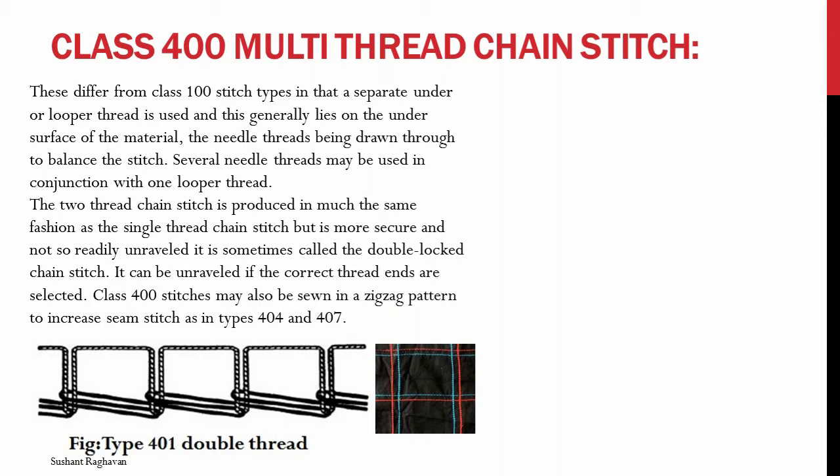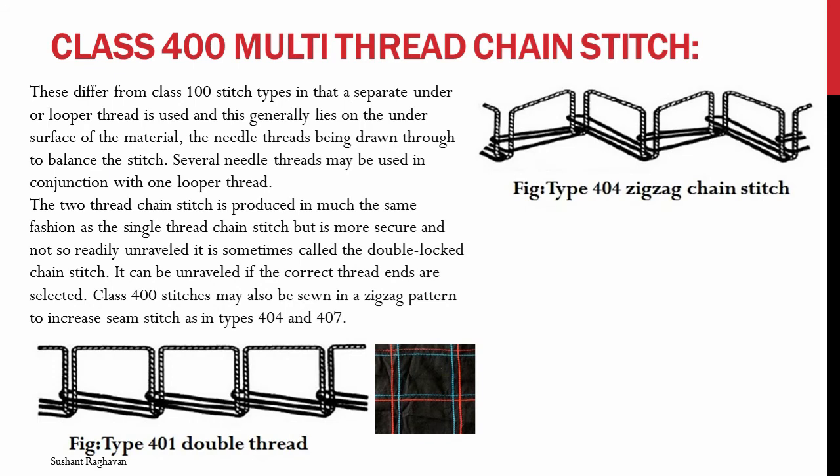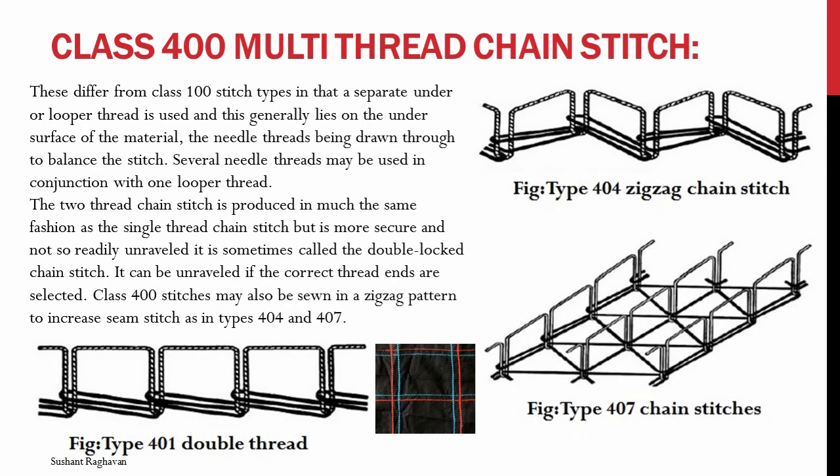The two-thread chain stitch is produced in much the same fashion as the single thread chain stitch, but is more secure and not so readily unraveled. It is sometimes called the double locked chain stitch. It can be unraveled if the correct thread ends are selected. Class 400 stitches may also be sewn in a zigzag pattern to increase seam stitch, as in type 404 and 407. Figure: type 404 zigzag chain stitch, figure: type 407 chain stitches.